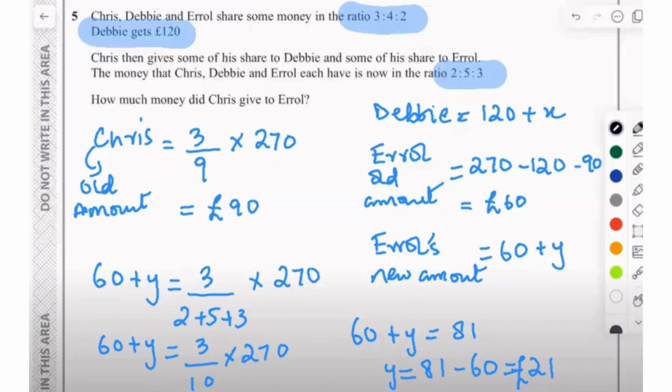Since we have to find out how much Chris gave to Errol, we're going to put Errol's amount equal to his part from the new ratio times the total amount, which remains the same throughout the changes. So 60 plus Y equals 3 over 10 times 270. Then we solve that to find the value of Y, which is 21 pounds. And that is what Chris gave to Errol.